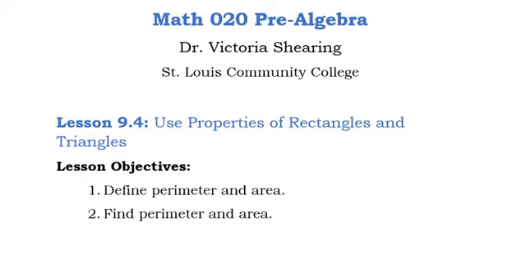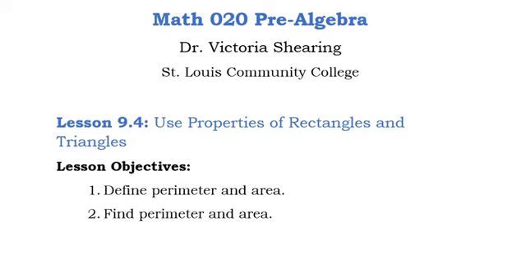Welcome back. This is lesson 9.4, using properties of rectangles and triangles. This lesson is part of the Math 020 Pre-Algebra course taught at St. Louis Community College. This recording is completed by Dr. Victoria Shearing. In this lesson, we are going to define perimeter and area, and then we will use our definitions and our new formulas to find perimeter and area of various figures.